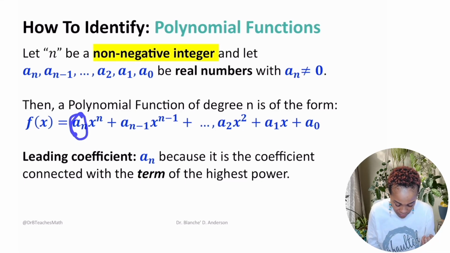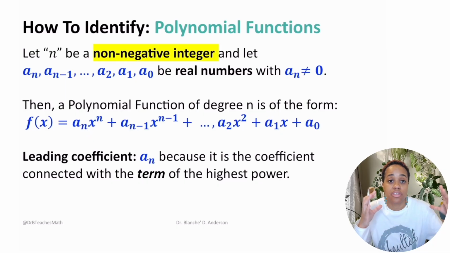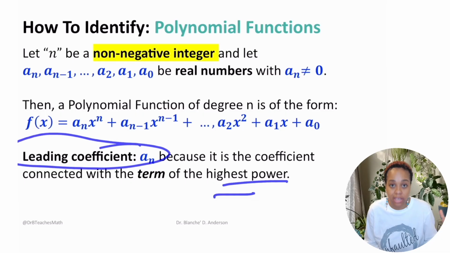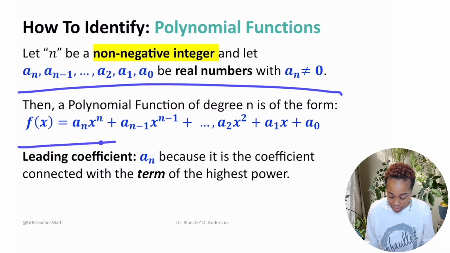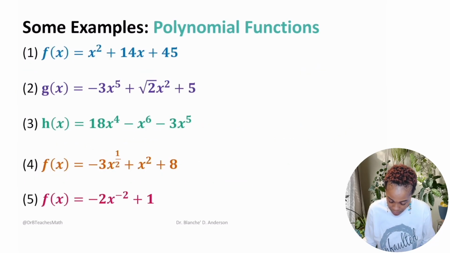You have your coefficient that's tied to a term, and then your term has a non-negative integer as a power. The number that's in front here, that's on the term, that's attached to the variable with the highest power, that is called your leading coefficient. That's leading everything, okay? Now, you're probably looking at this and you're like, this don't look like nothing I've seen before. Let me show you some examples, okay?